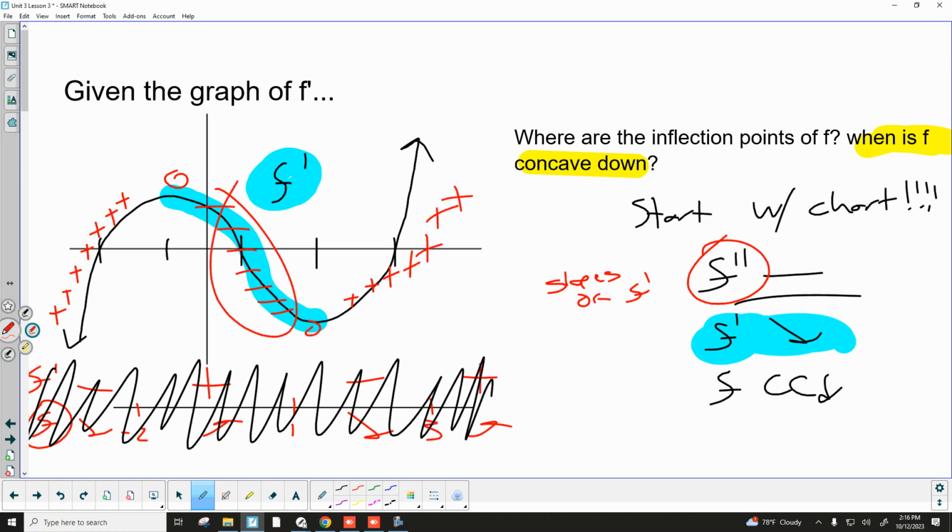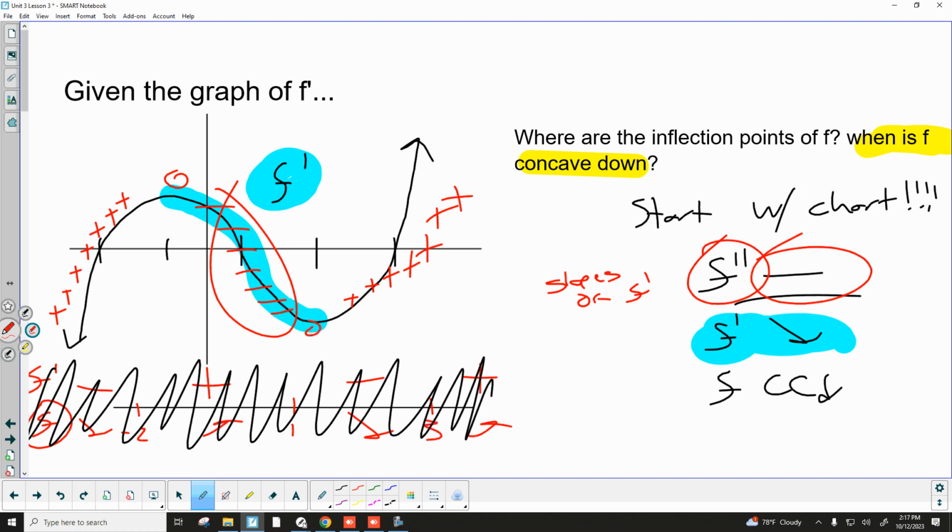Now, if I ask you for the points of inflection, the points of inflection are at -1 and 2, because that's when F prime changes direction or F prime slopes change sign. Like maxes and mins of f prime end up being points of inflection for f. Okay, let's see if you got it. Do another one. That's the graph of f prime.